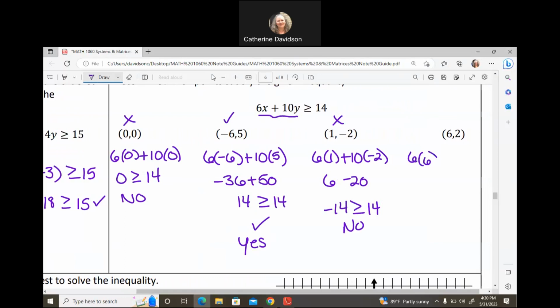And finally, let's try 6, 2. That gives me 56. Is 56 greater than or equal to 14? Yes, it is. 56 is greater than, so this is a solution. So we have 2 of these points that will make the inequality true, therefore they are solutions.